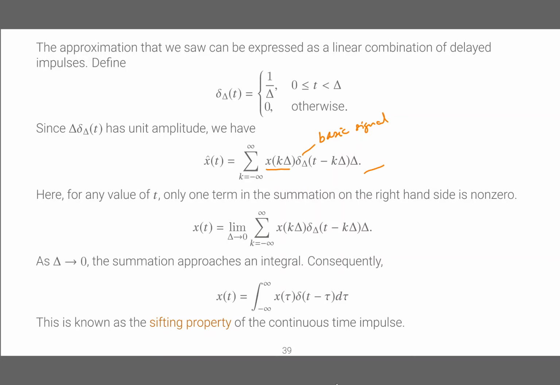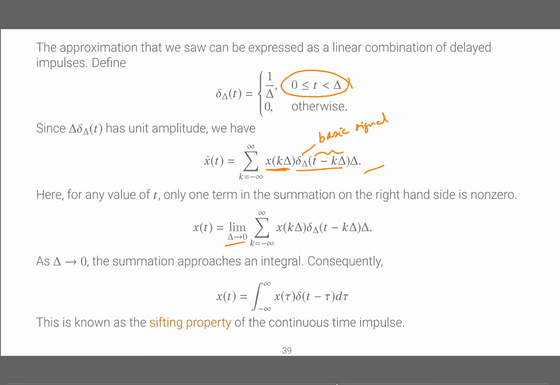Here, for any value of t, only one term in the summation on the right hand side is non-zero. What's the reason for that? For delta delta(t) to be non-zero, the argument t must be from 0 to delta. So only for one value of k is it so, and this term becomes active only within that interval. So only one term is active.